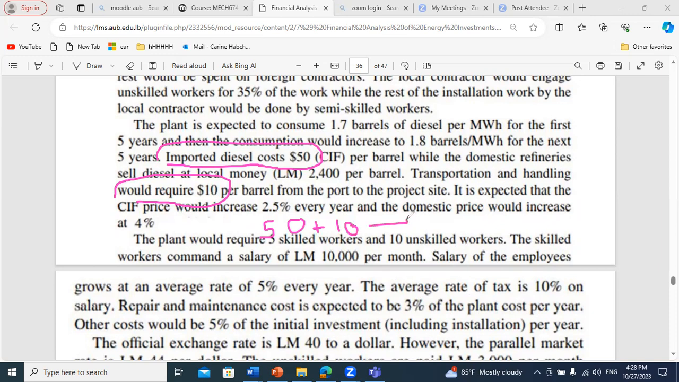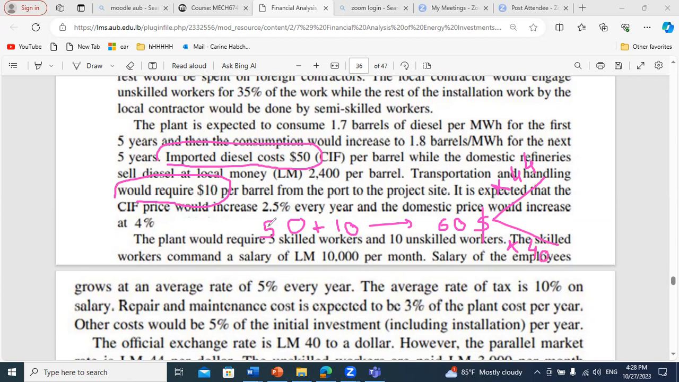Okay, so for each barrel it's $60. Now, of course, we need to convert it into local money terms. In economic terms, we multiply by the shadow rate, which is 44. And in financial terms, we multiply by 40. But this price is not fixed with time.